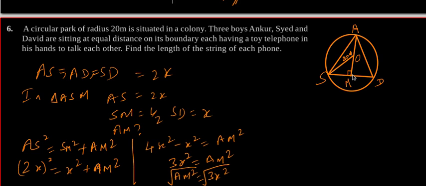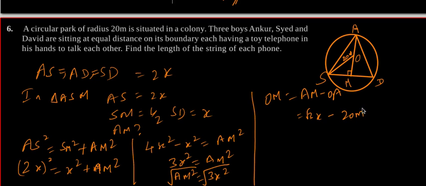AM is root 3 x. So what is OM? OM is AM minus OA. We found AM is root 3 x, and OA is the radius of the circle, which is 20 meters. So root 3 x minus 20 is OM.